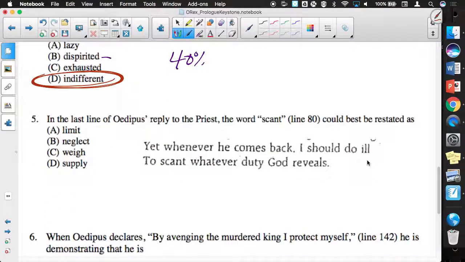Number 5, 87% got this one correct. So it was taking the word scant, and then you would be plugging in these words to figure out which one would work best. So to scant whatever duty God reveals, which word works best? Limit. Which one did you say? Not limit. Neglect. I don't want to neglect whatever duty God reveals. So that one is going to be B.